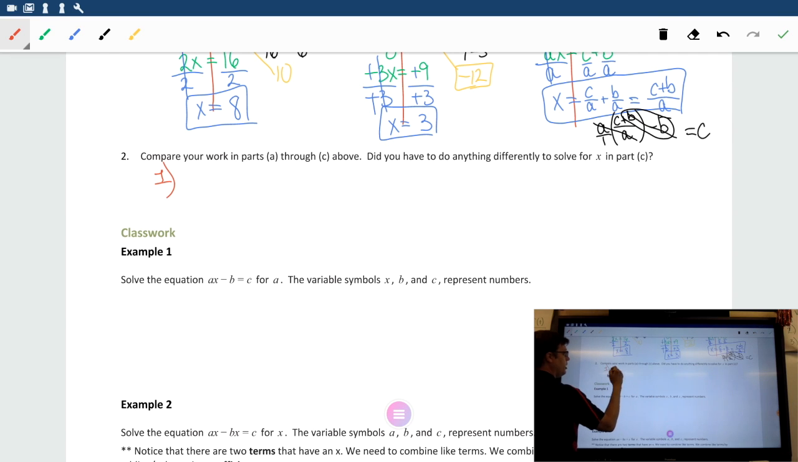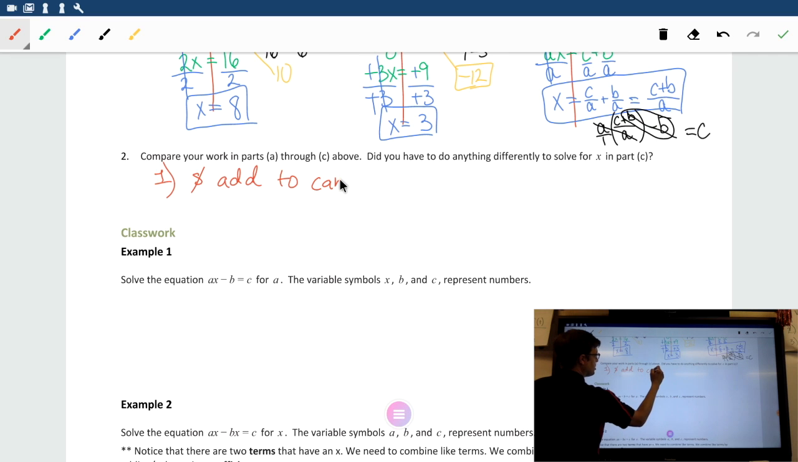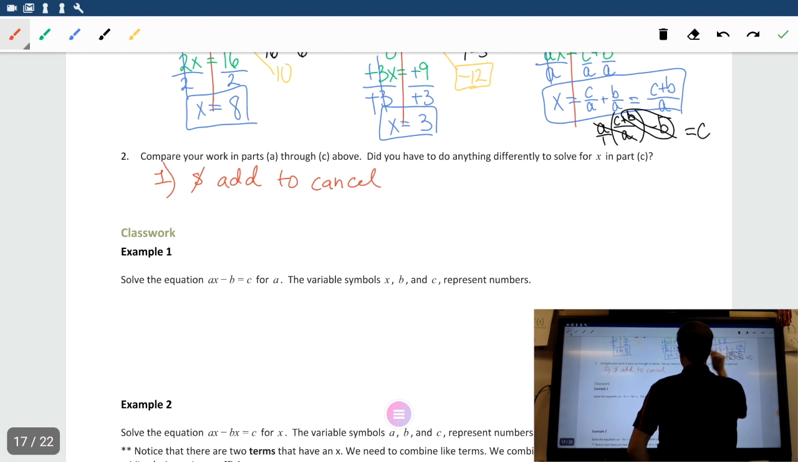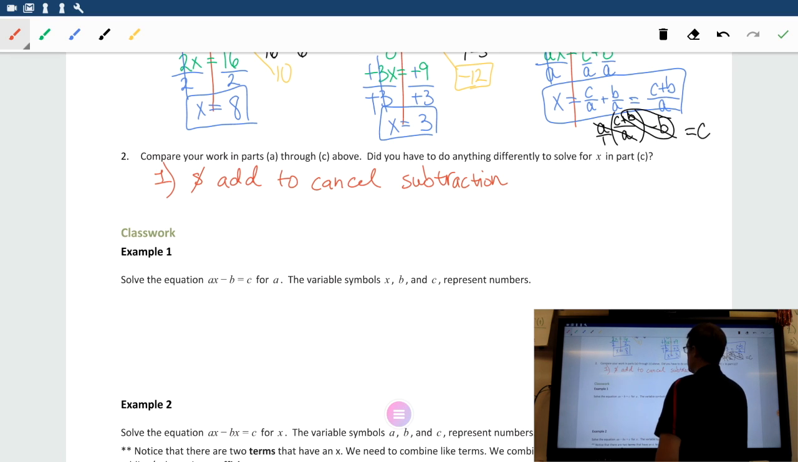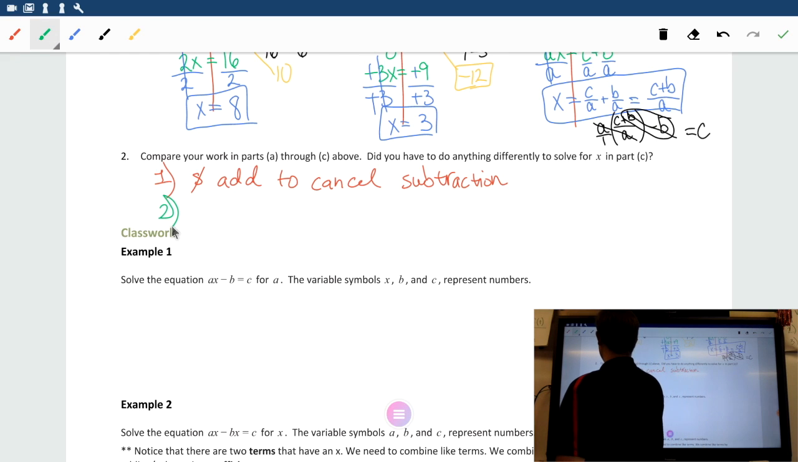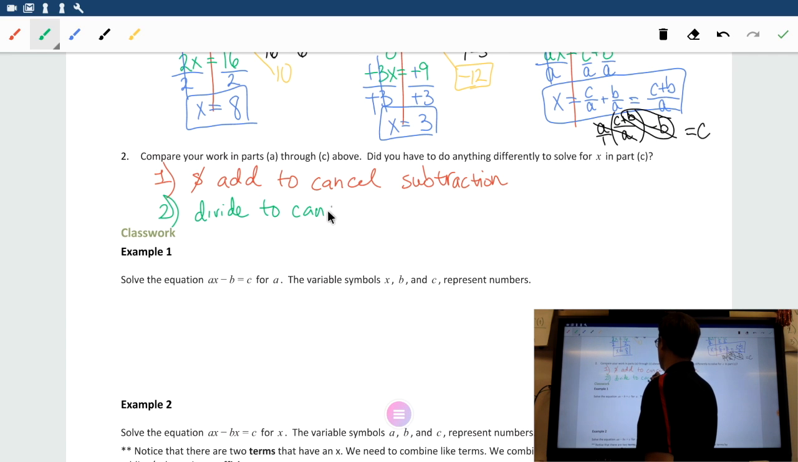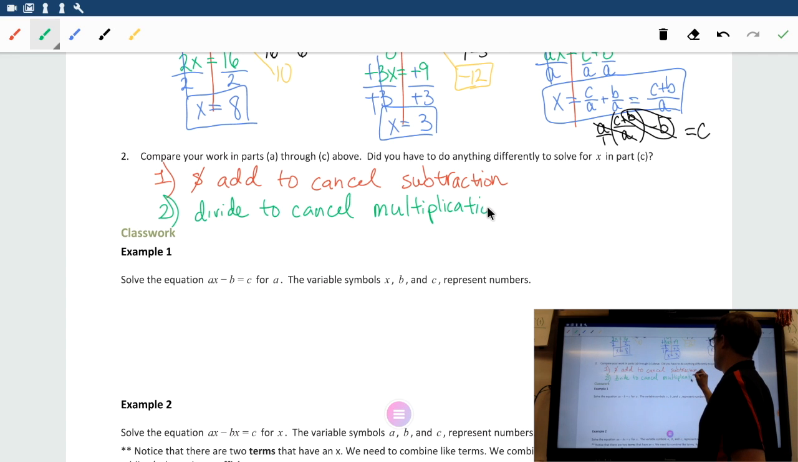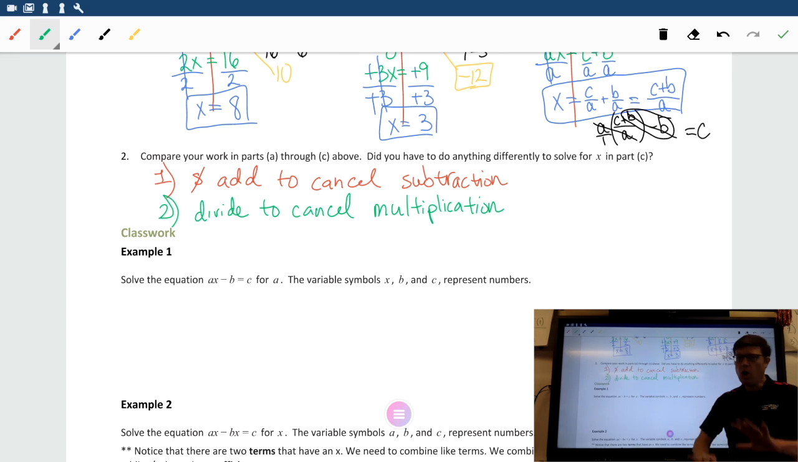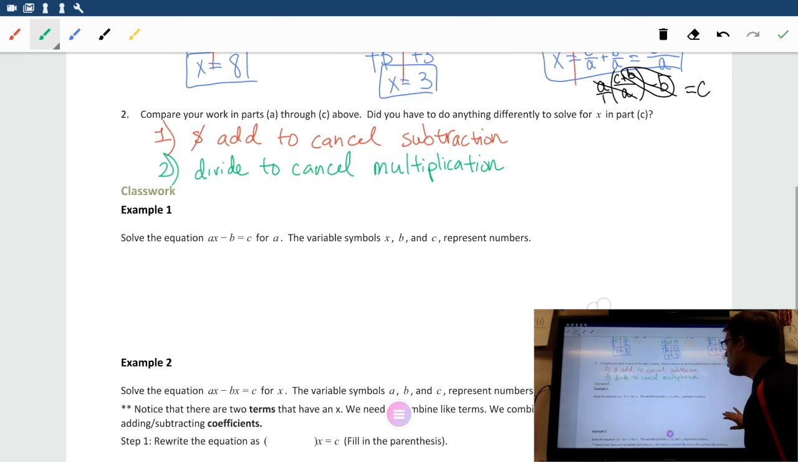So step 1 was to subtract, no, add to cancel subtraction. So we added, and we added. Step 2 was to divide to cancel multiplication. That was the same for all of them. For all of them, we did that.